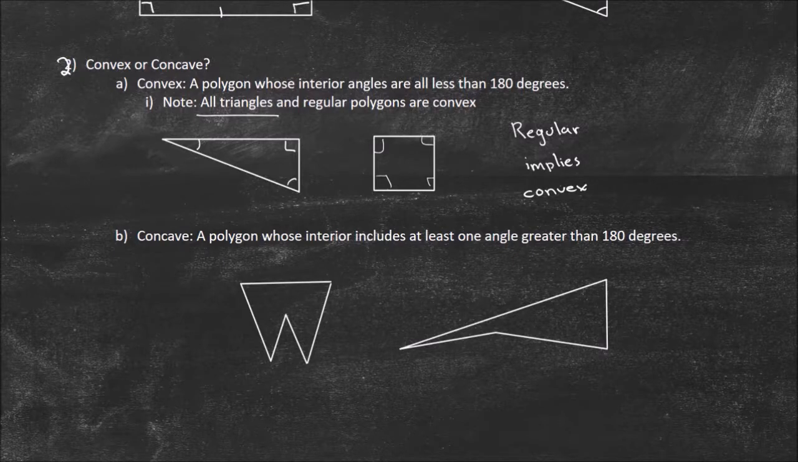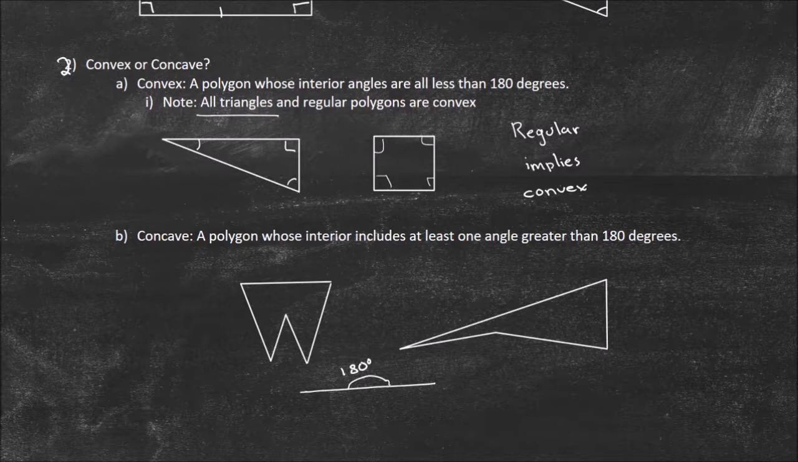Concave is almost even hard to think about because it's a polygon whose interior angles include one angle greater than 180 degrees. Remember that 180 degrees is the straight line. So the angle here, that is 180 degrees. So we have an angle bigger than a straight line. How does that work? Well, it works like this.